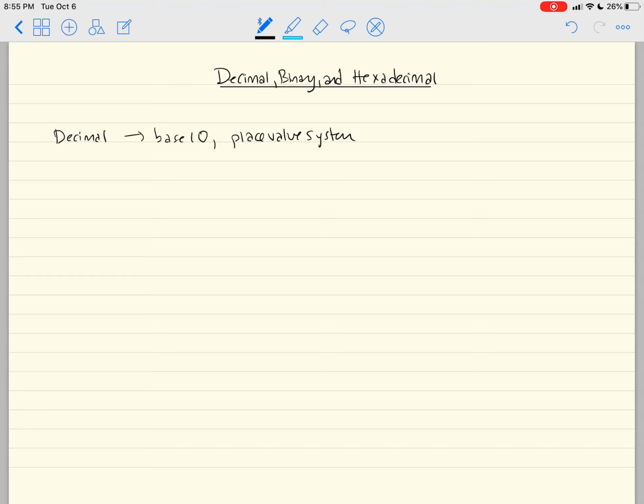The base 10 part means that there are 10 digits that we use to write all of our numbers. Those digits are 0, 1, all the way up to 9. Every number we write is only made using those symbols. And I'm talking about them as symbols, not as actual numbers here.